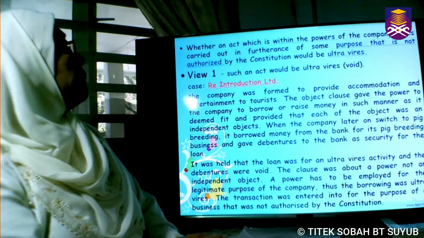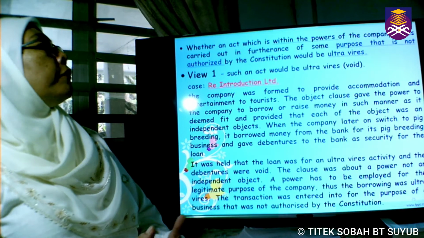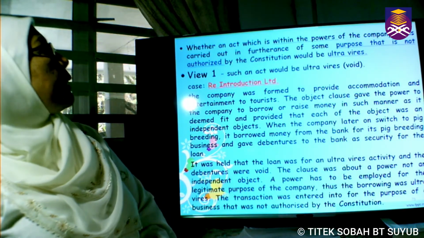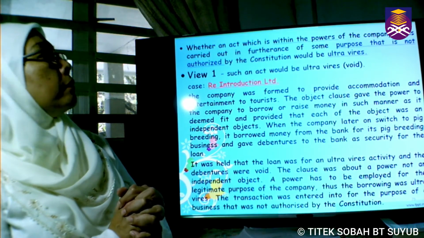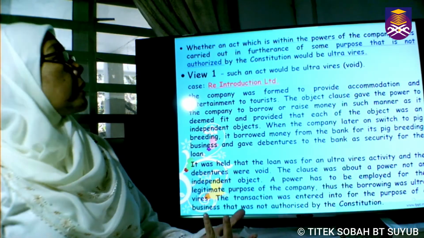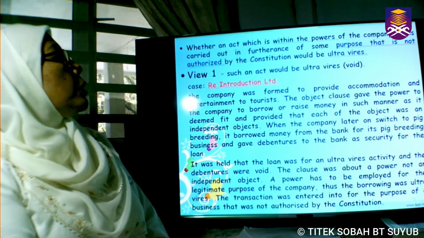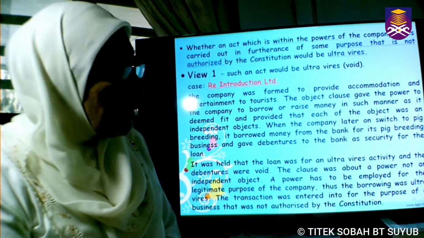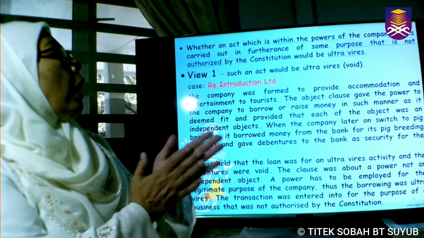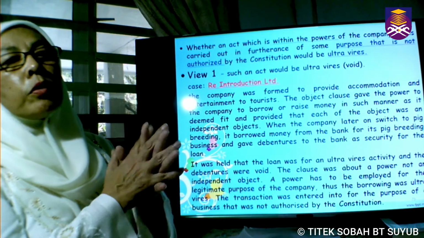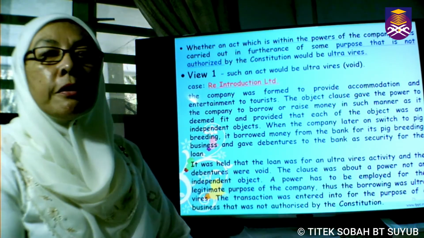So, okay, whether a certain act is within the powers of the company but is carried out in furtherance of some purpose that is not authorized by the Constitution would be ultra vires. It's within the powers; however, it is for some purpose that is not authorized by the Constitution. So would it be ultra vires? The first view said yes, it's ultra vires, because although you have the power, the purpose is not authorized. So this is ultra vires, like what happened in the case of Re Introductions.